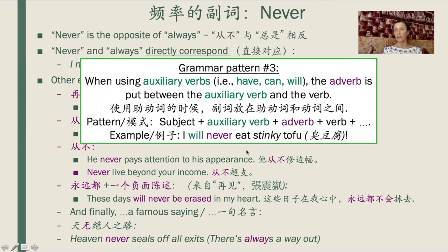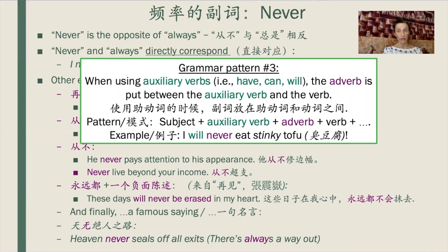So here's an example. I, subject. Will, auxiliary verb. Never, the adverb, 副词. Here's the verb, 动词. And here's the rest of the sentence, stinky tofu. I will never eat stinky tofu. And that's 臭豆腐. I don't like the smell. All right. So maybe that's helpful to you to see these patterns.